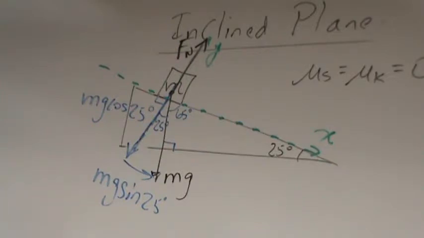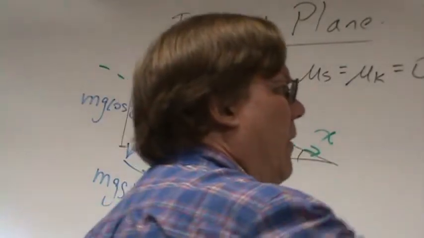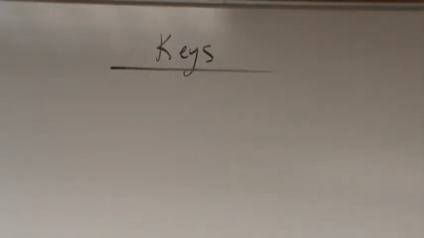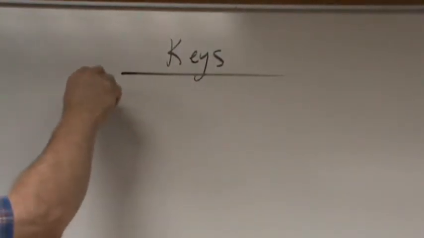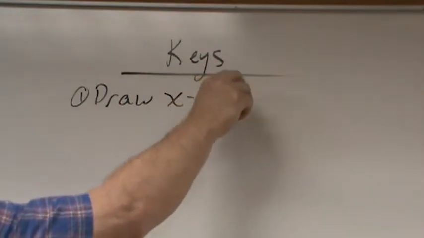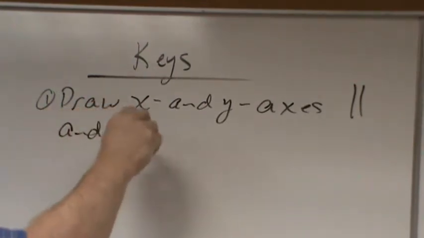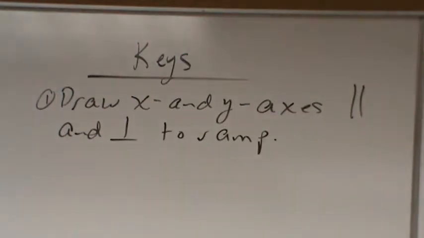Now we're ready to do the sum of the forces in the x direction equals max, the sum of the forces in the y direction equals may. But I just want to talk about the keys to doing these inclined plane problems. First of all, you need to draw your x and y axes parallel and perpendicular to the ramp, to the inclined plane. And you don't have to draw it every time. You can get to the point where you just picture it in your head, but you still need to know that the x and y axes are parallel and perpendicular to the ramp.